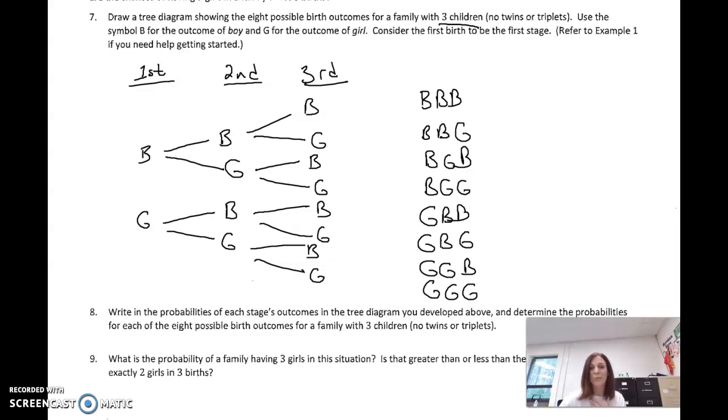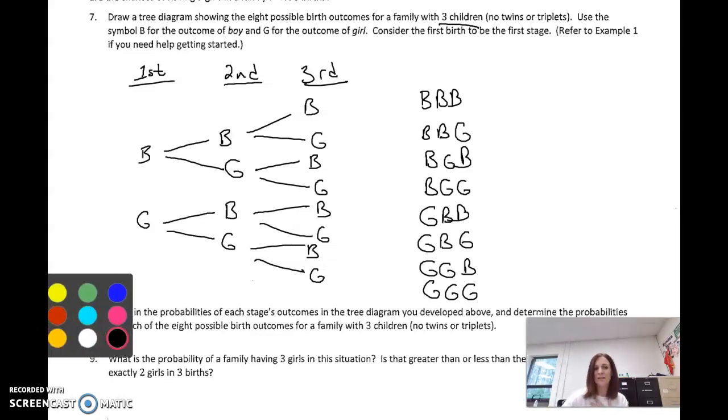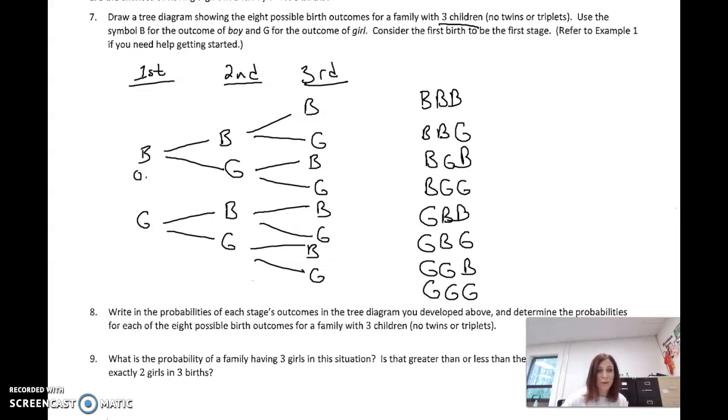Okay, so now it says write the probability of each stage outcome in the tree diagram and determine the probabilities. Again, I'll try to go through this pretty quick, so if you need to pause it, go ahead. It's a probability that you're going to have a boy. 50%, right? 0.5. What's the probability you're going to have a girl? 0.5. And that, in this case, is going to be the same for all of these. So really, once we figure it out, we'll be able to know all of them. Because in this case, it's the same.